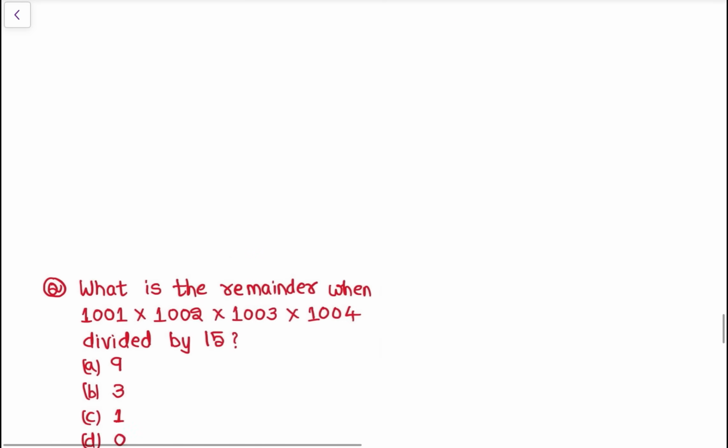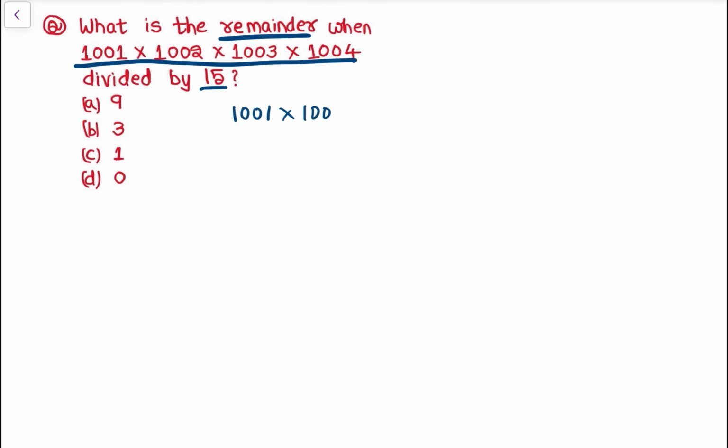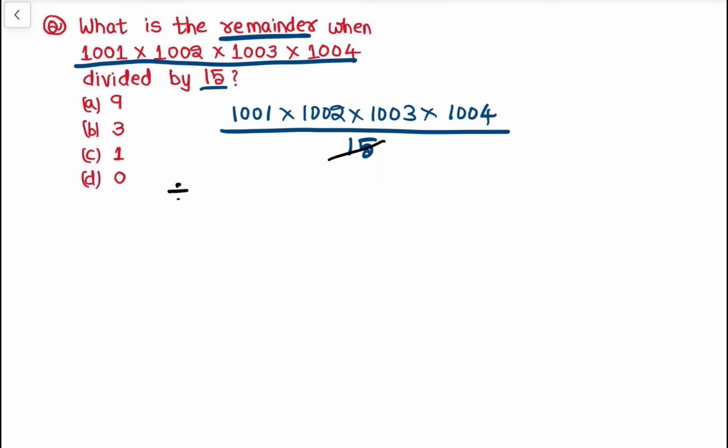Now let's see the next question. See, this is the question: what is the remainder when this is divided by 15? 1001 into 1002 into 1003 into 1004 divided by 15. Now here, see, I can divide this 15 with 3. So divide with 3, so 3 5s are 15.